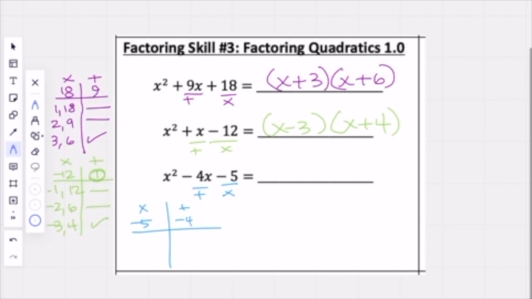So let's start here. How about 1 and 5? Put a negative on one of them, right? Because one of them will have to be negative to give you a negative 5. Now, if I add those two things together, I get positive 4. Now, remember what I said. If you get the same value but opposite signs, I just want to change both of my signs. And that's going to give us what we want. So I've got x plus 1 and x minus 5.